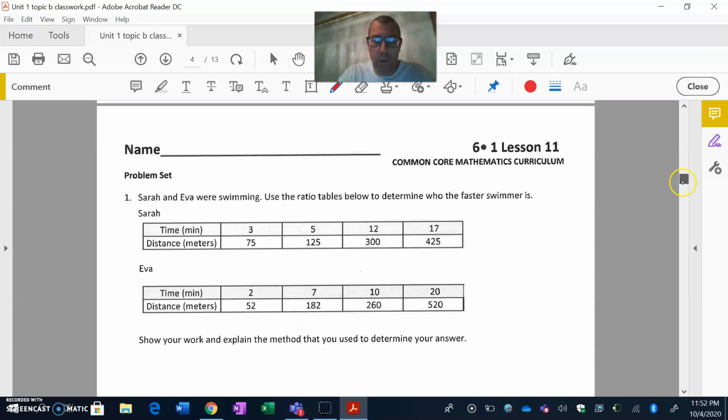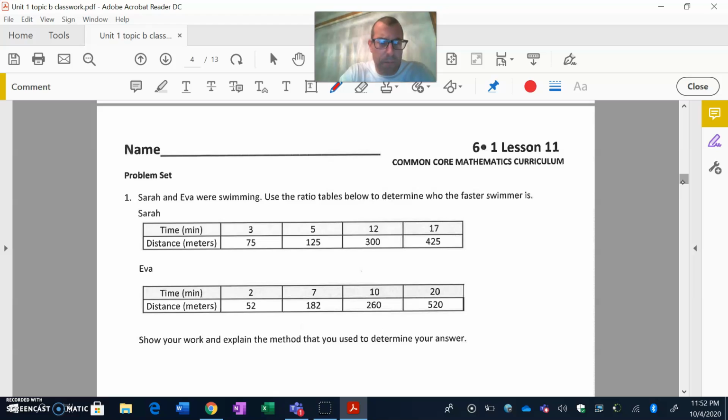Okay, so let's get into lesson number 11. Lesson 11 is about using the tables. One, we can use the value, which we have been doing. So we see a little bit more of that from lesson 9 and 10. And then we're going to show you what happens when the tables don't match up. So here we go. Use the ratio tables to determine who's the faster swimmer.